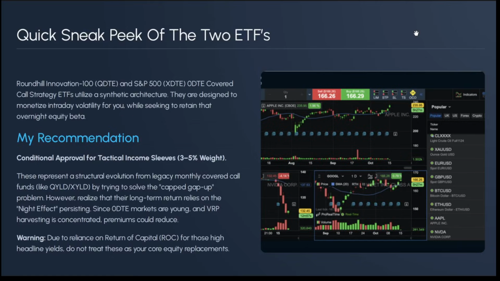My view, of course. All right, these represent a structural evolution from the legacy monthly covered call funds like QYLD and XYLD, right? By trying to solve the capped gap up problem. However, realize that the long-term returns rely on the night effect persisting. Since zero day time expiration markets are young and VRP harvesting is concentrated, premiums could reduce. And a warning, due to reliance on return of capital for those high headline yields, do not treat these as your core equity replacement. And I should have put what VRP means.